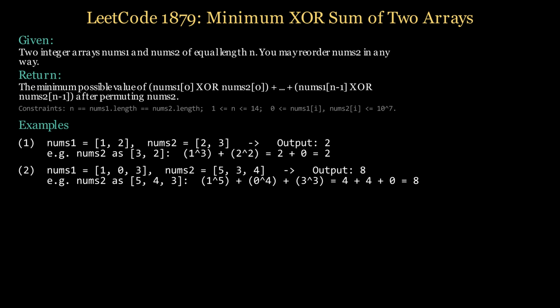Example 1, nums1 is [1, 2] and nums2 is [2, 3], the answer is 2. One valid order is nums2 as 3 then 2, giving 1 XOR 3 plus 2 XOR 2, which is 2 plus 0. Example 2, nums1 is [1, 0, 3] and nums2 is [5, 3, 4], the answer is 8, for instance nums2 ordered 5, 4, 3 gives 4 plus 0.